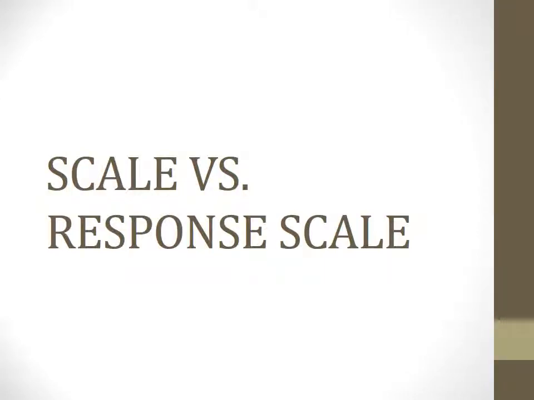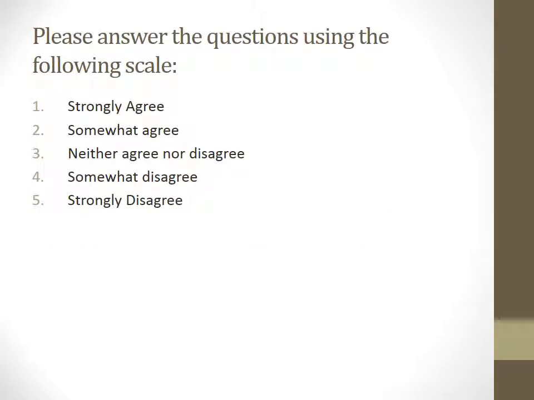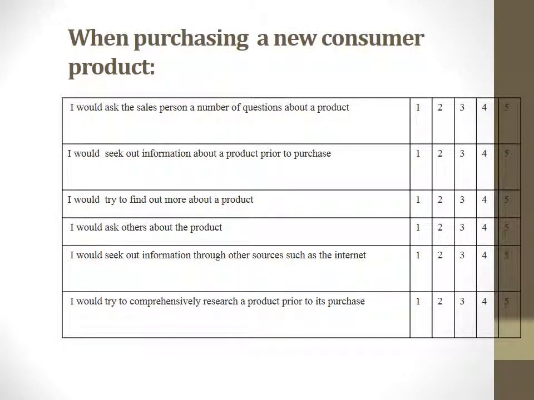So we often distinguish between a scale and a response scale. So here's an example of a 5-point response scale. It ranges from strongly agree to strongly disagree. If a person strongly agrees with a particular statement, he's going to say 1. If he strongly disagrees, he's going to say 5. And here's the scale that that individual is using.